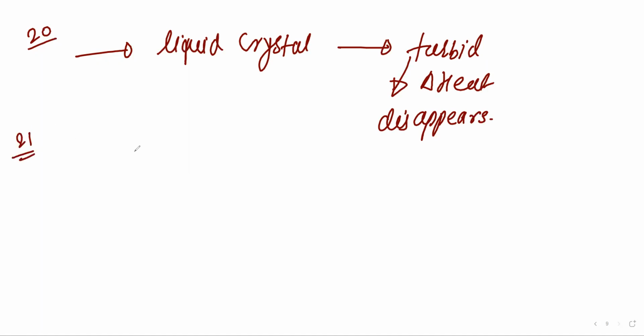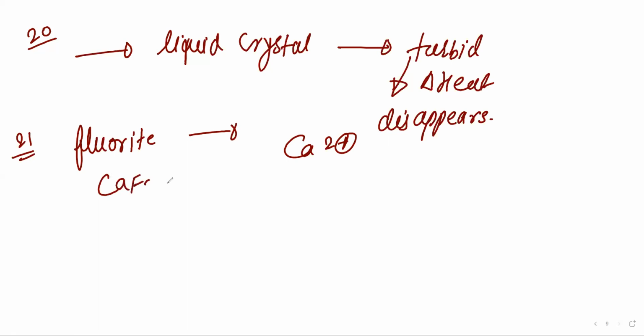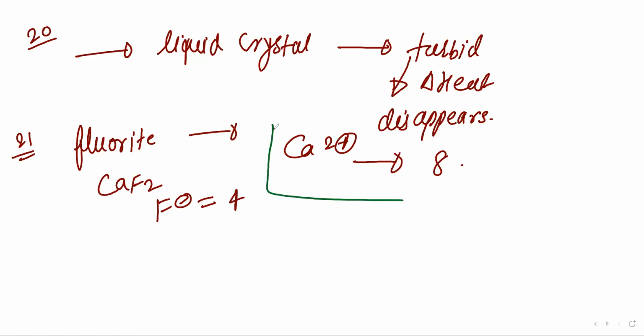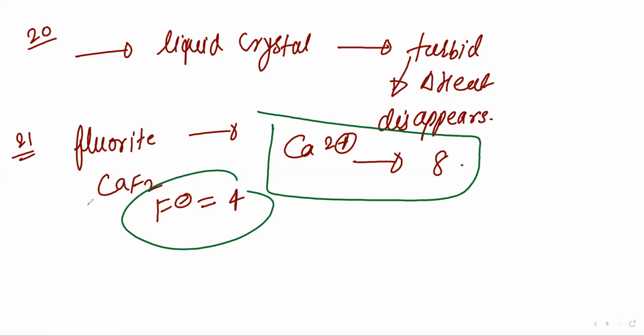Now look at question number 21. In the fluorite structure, what will be the coordination number of Ca2+? In fluorite the formula is CaF2. In this structure the coordination number of Ca2+ is 8, and for F minus it is 4. So calcium is 8 and fluoride is 4, and the formula is CaF2.